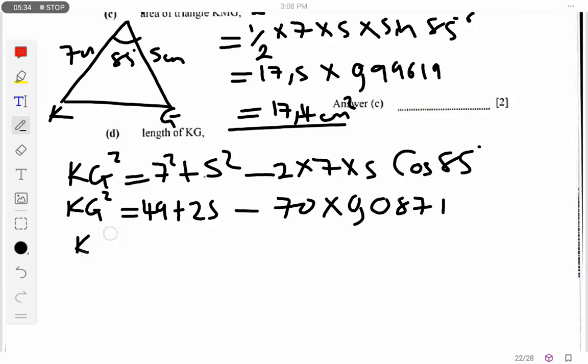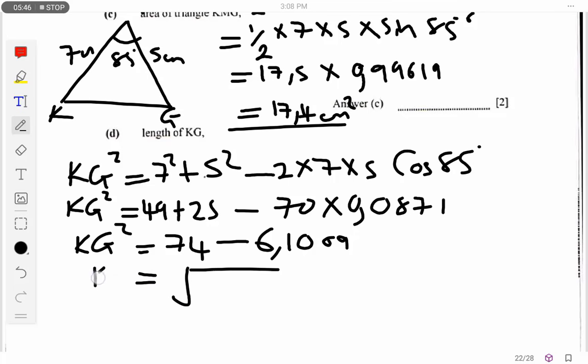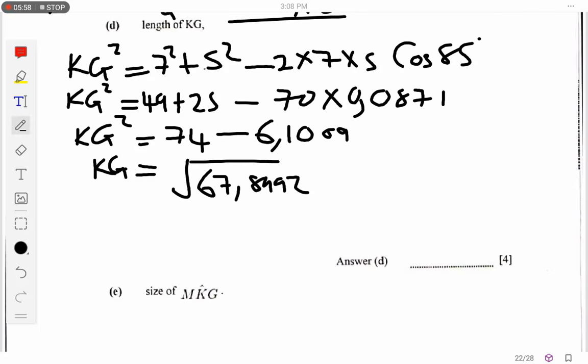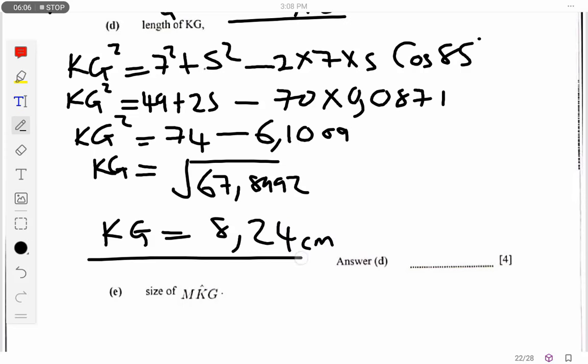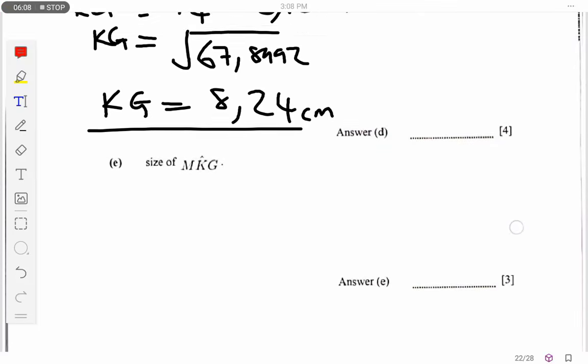So at the end of the day, I've got my KG squared is equal to 74, that is 49 plus 25, then minus 6.1009. So at the end of the day, KG is the square root of 74 minus 6, that's 67.8992 there. Okay, I just don't want to round off things fast. That's why I'm writing this. So I get my KG, if I do that, is 8.24 centimeters. Okay, we are done. Let's move on to the next one.